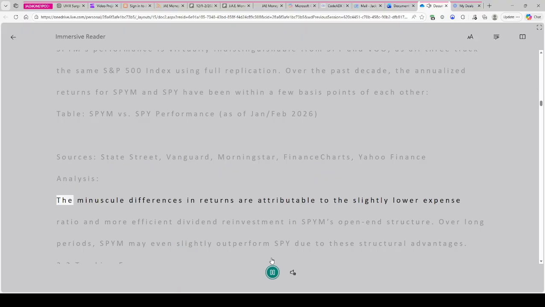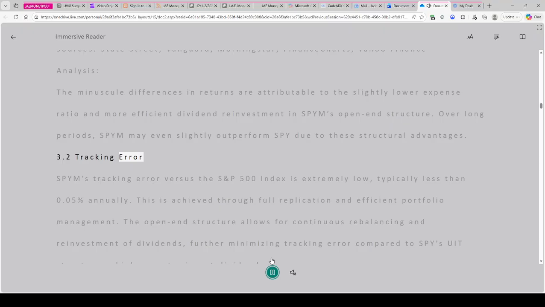Analysis. The minuscule differences in returns are attributable to the slightly lower expense ratio and more efficient dividend reinvestment in SPYM's open-end structure. Over long periods, SPYM may even slightly outperform SPY due to these structural advantages. 3.2 Tracking error.